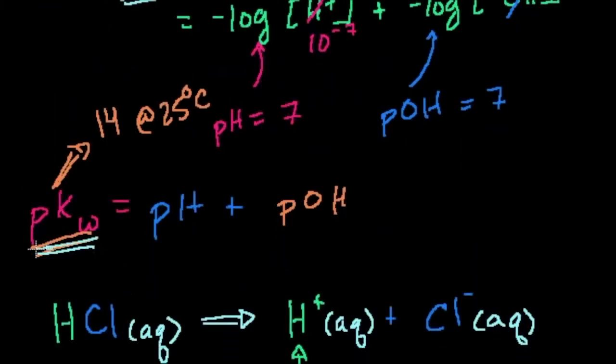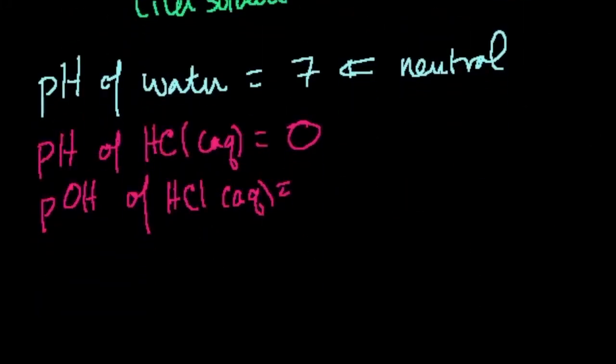And the pKw of water is equal to the pH of your solution plus your pOH. So if your pH for hydrochloric acid is 0, right? We have 1 molar of hydrochloric acid. Then your pOH of 1 molar of hydrochloric acid is 14. So right here, our pOH is equal to 14.